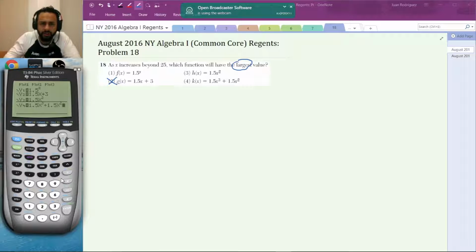So I know choice 3 is not the answer because choice 4 has a positive number plus the same function in choice 3. So choice 4 has to be bigger than choice 3. So I know that's not going to be the answer. But let's compare the table.